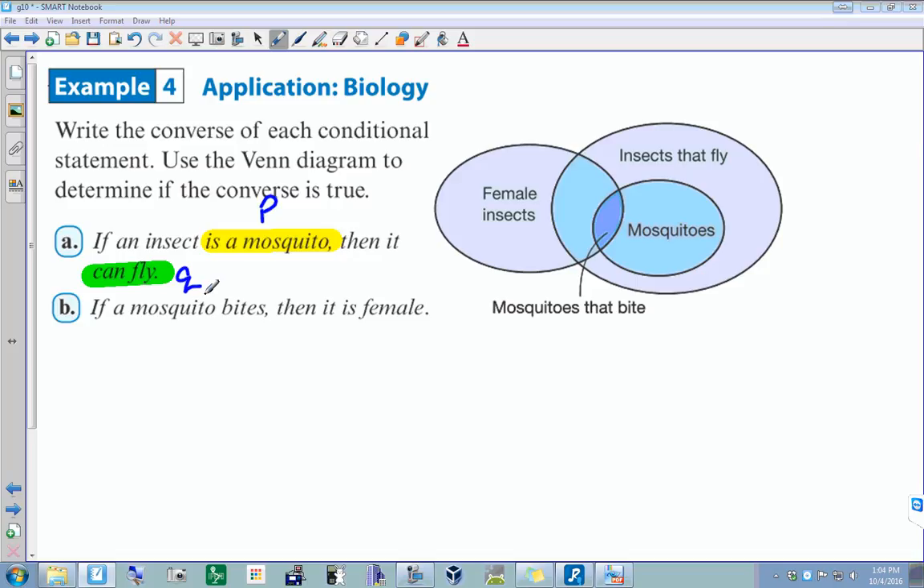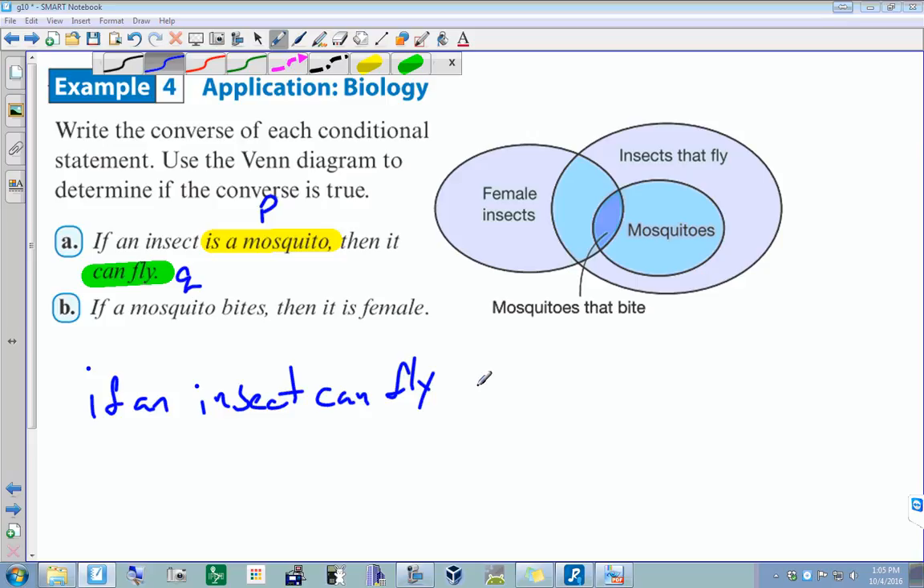And I switch it around. So that means if an insect can fly, or I should say, put the then in there, then it is... my brain is running too fast today.